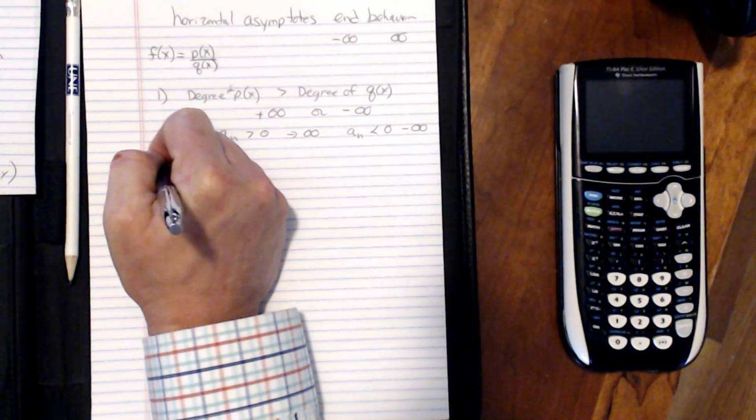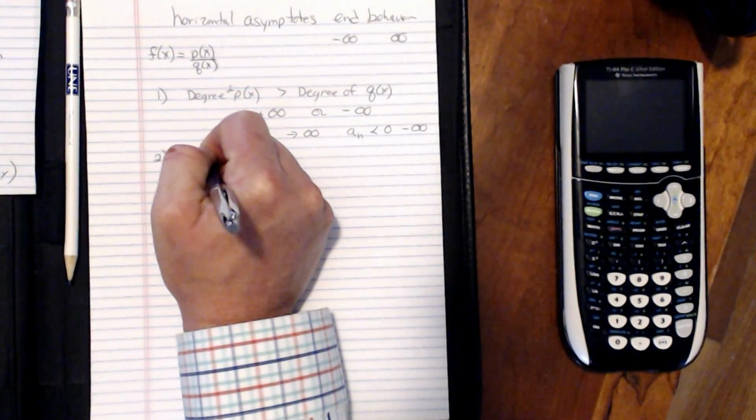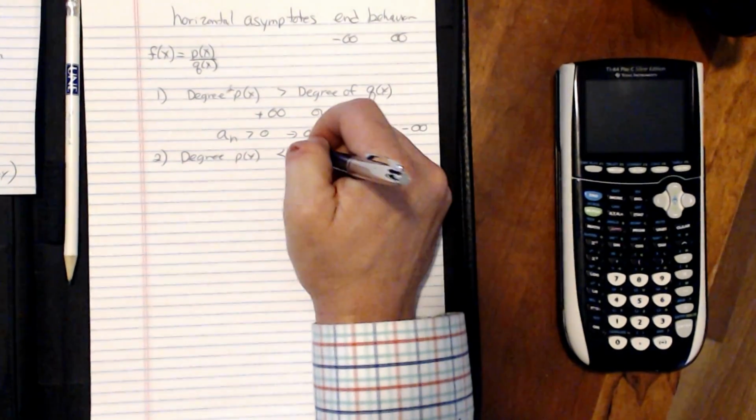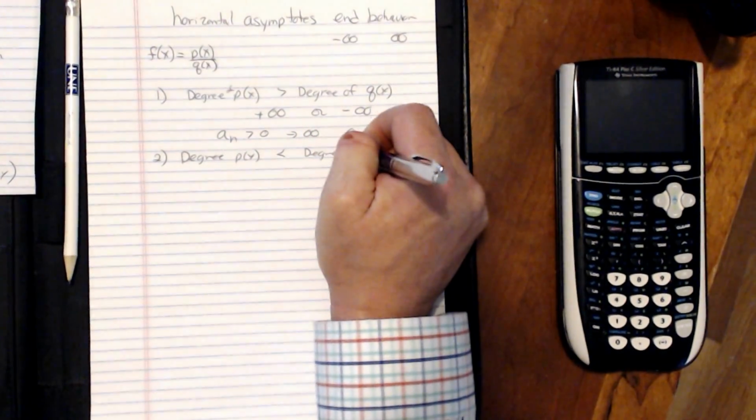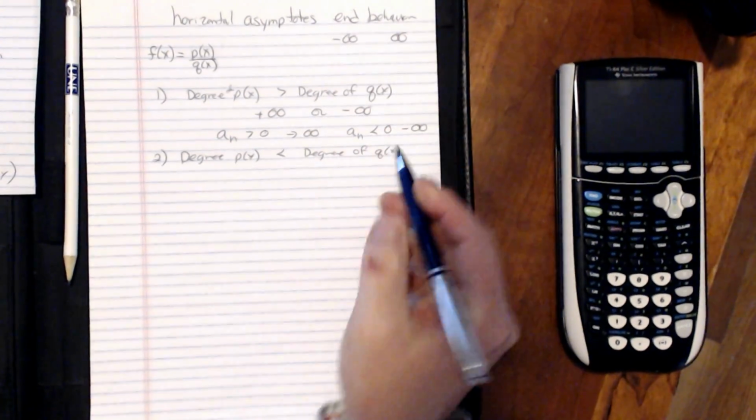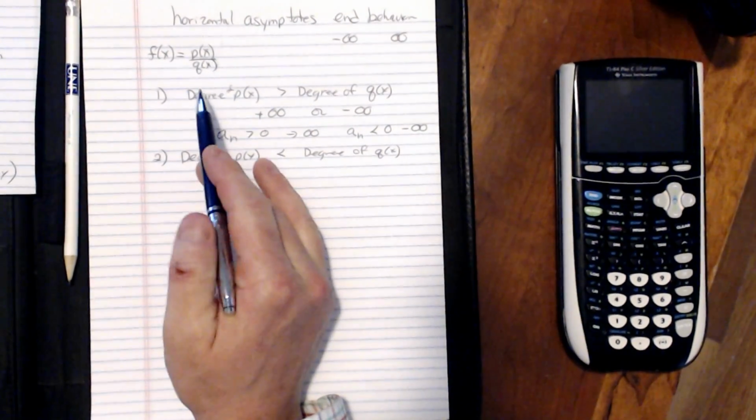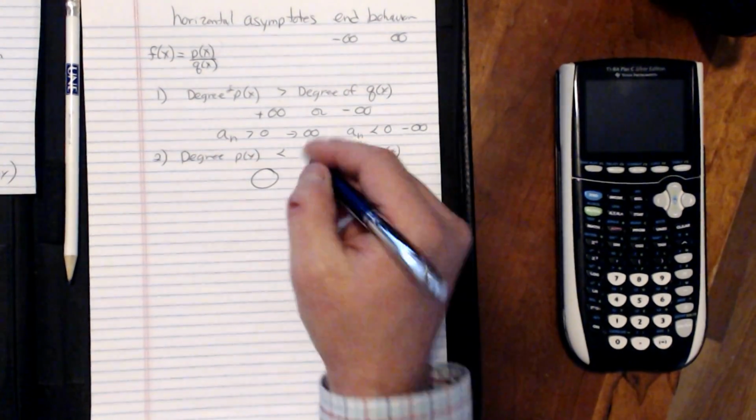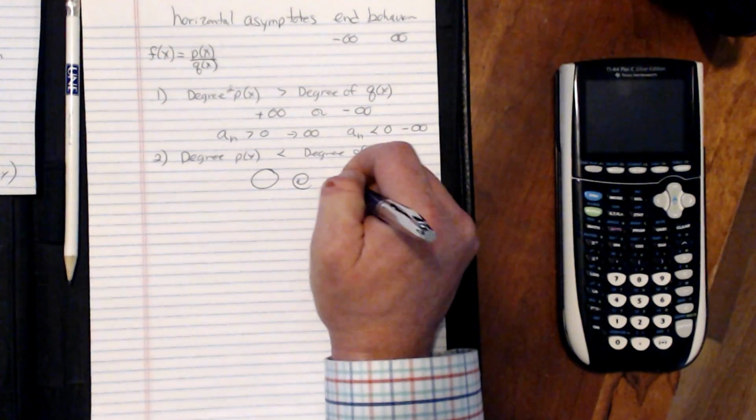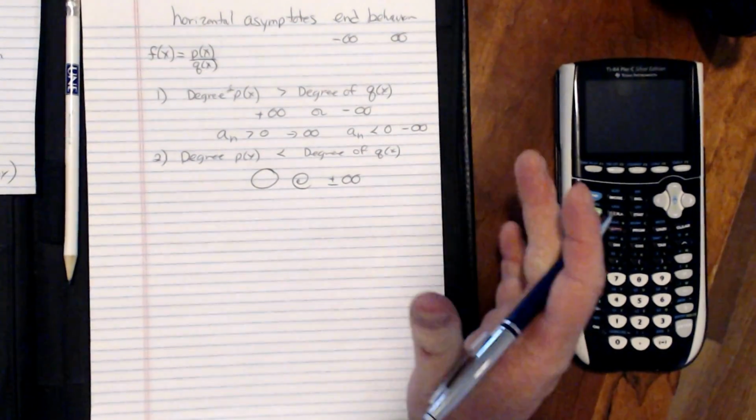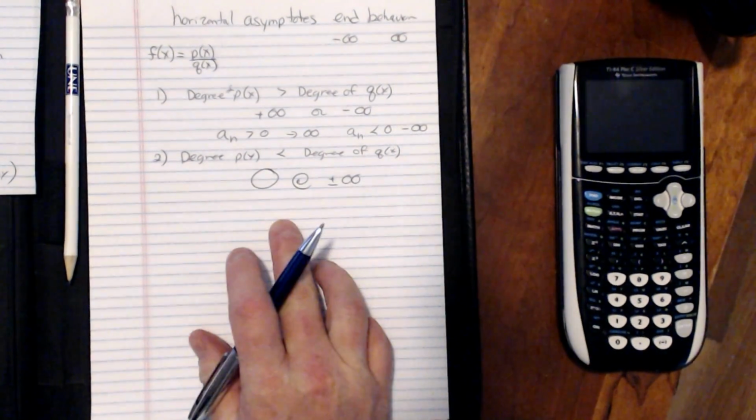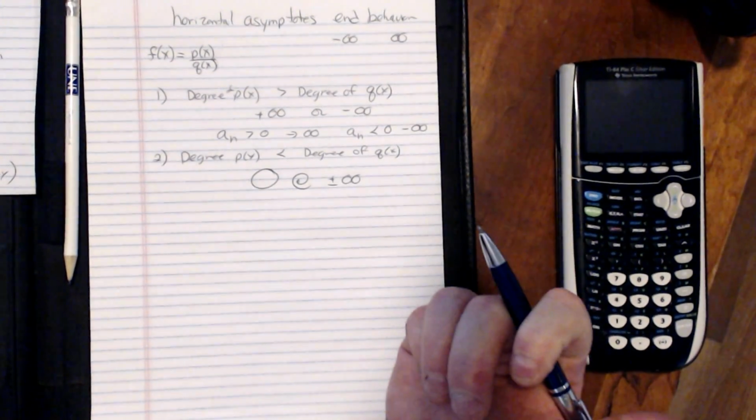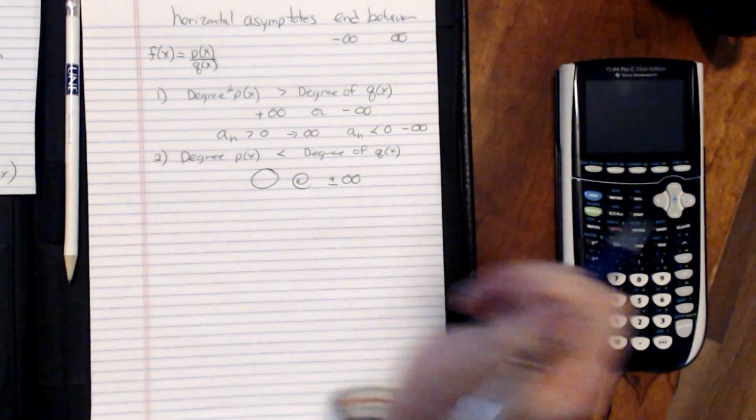Now, if the degree of p of x is less than the degree of q of x, in other words, the degree on the bottom is greater than the degree on top, it goes to 0 in both directions. So it's going to approach the x-axis as that polynomial increases in the positive direction or decreases in the negative direction.